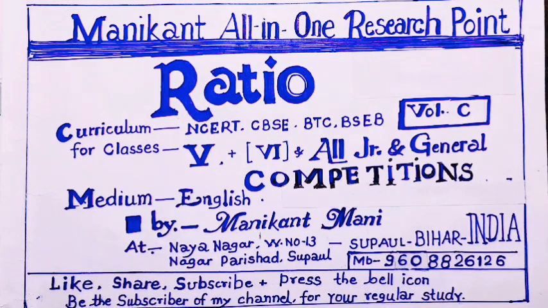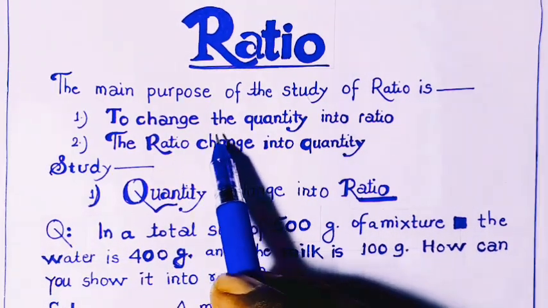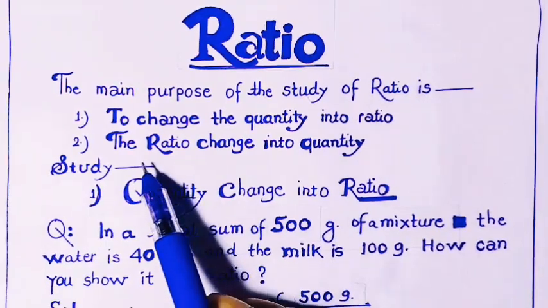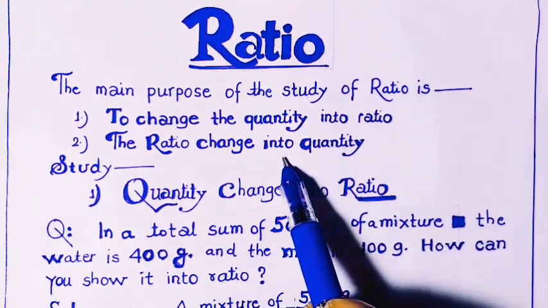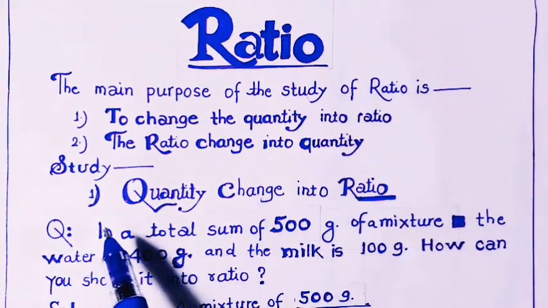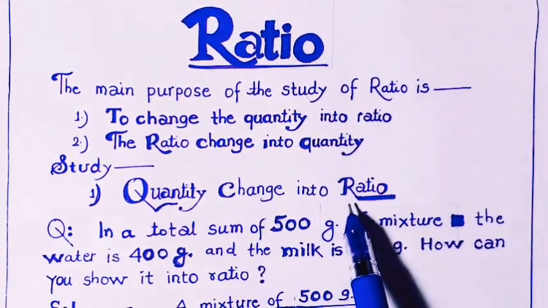This is volume C. I hope that you might be watching it serially. Let us start the video. The chapter of ratio starts from here. There are two types: to change the quantity into the ratio, and second, the ratio change into quantity. Here we shall change the quantity into the ratio.